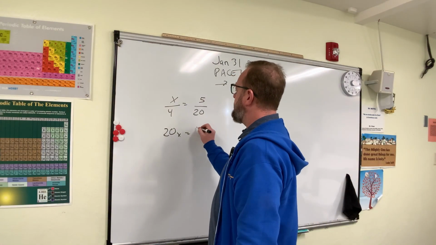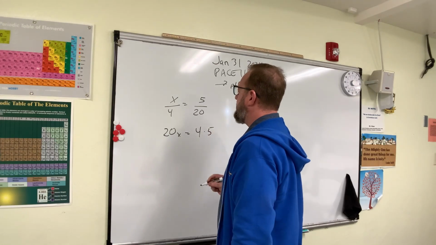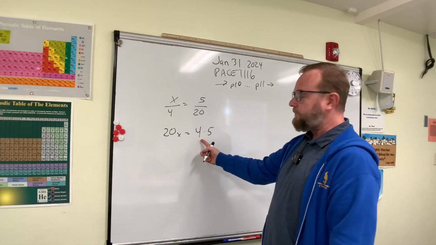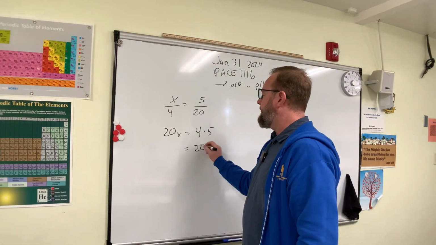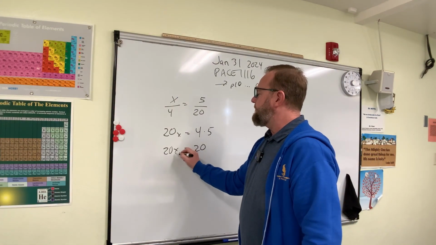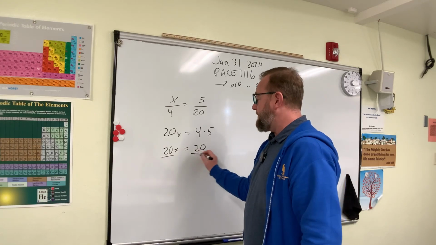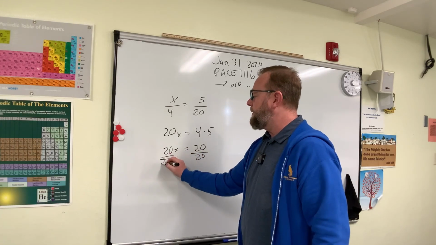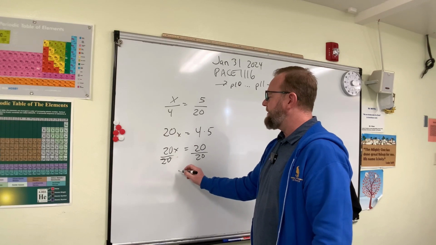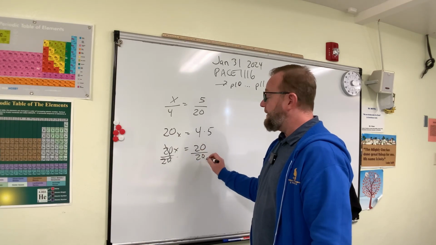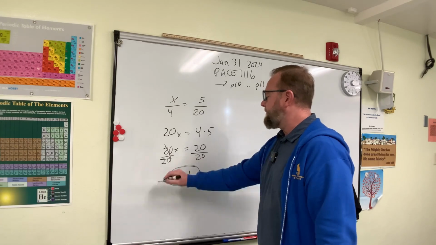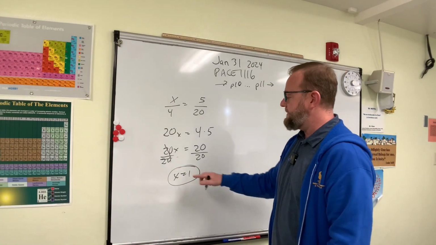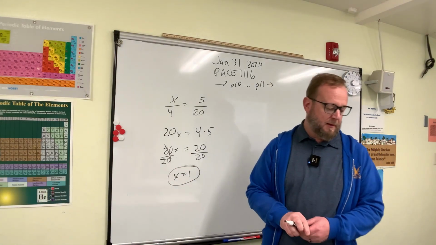20x equals 4 times 5. Wait a minute. 4 times 5 is what? 20. So 20x equals 20, and I would divide both sides by 20. Then I would find that 20 divided by 20 is 1. So x is equal to 1 there. That's what you write in your blank.